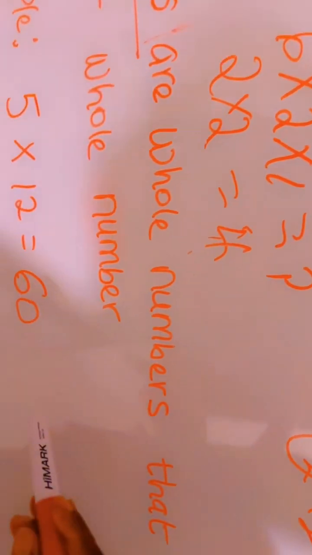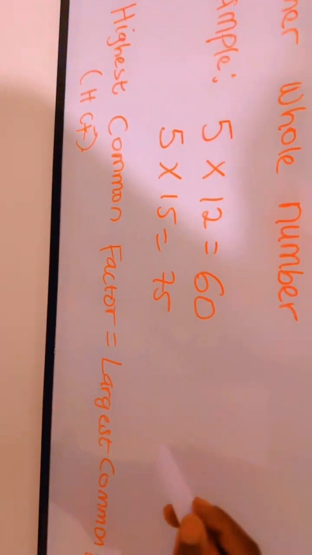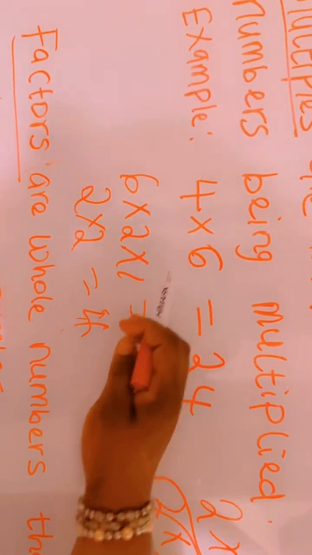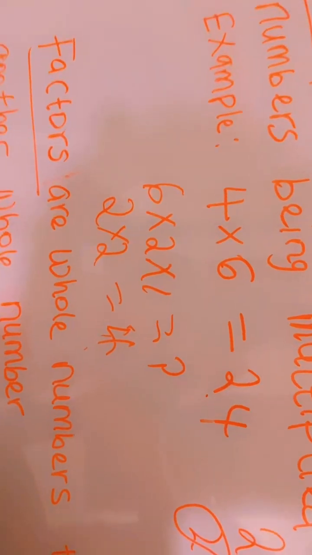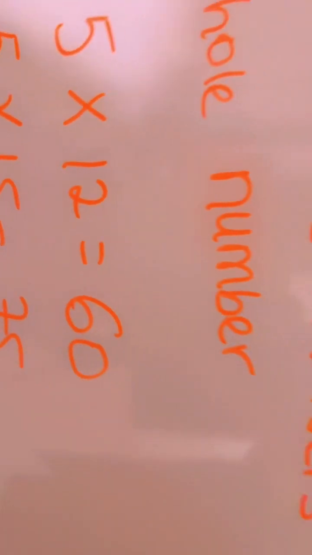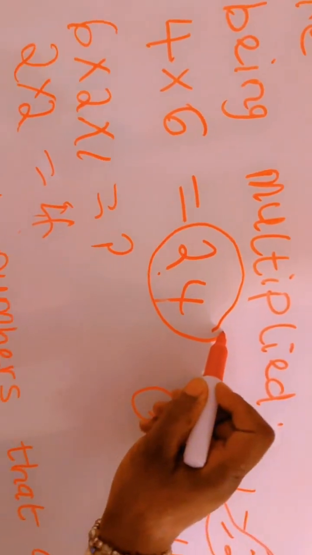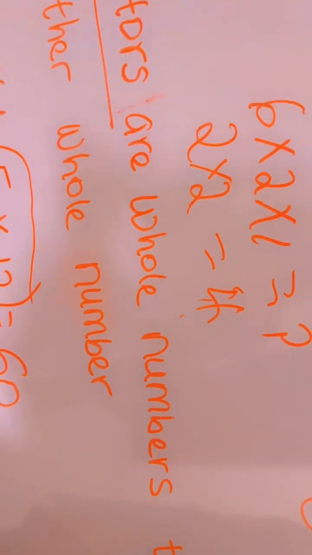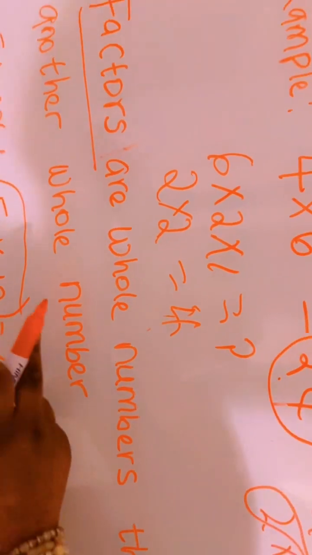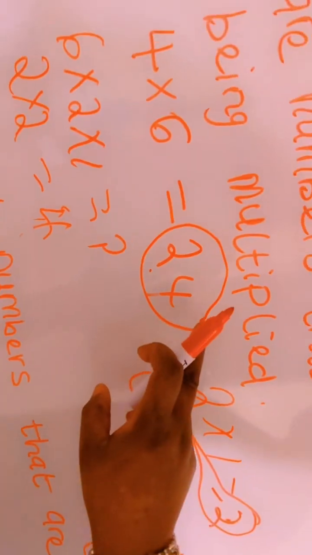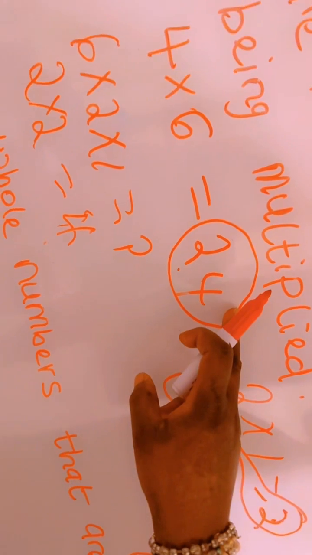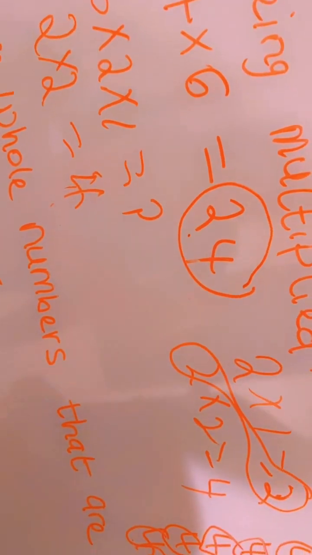Whereas when they're asking you to find the factors of these numbers, they are asking you about the multiplying numbers. You know what I mean? So this is the number that results from the multiplication, and here it is the numbers that are multiplying. So these are the multiples, and these are the factors. Factors are the multiplying numbers, and the multiples are the numbers that are the outcome of the multiplication.